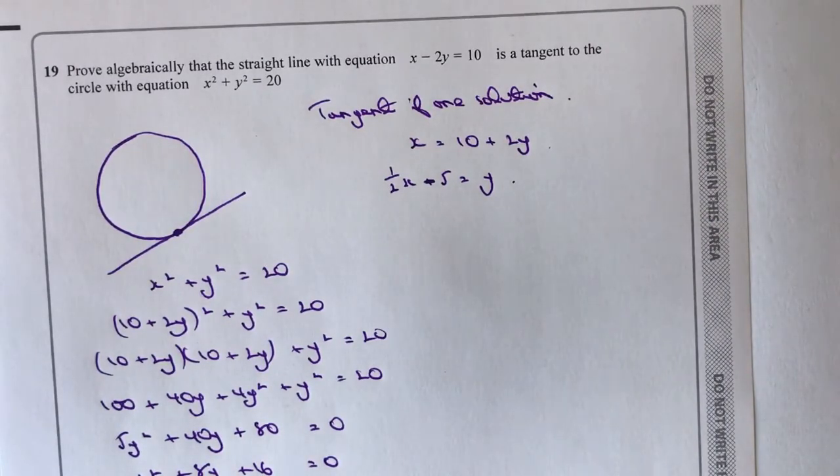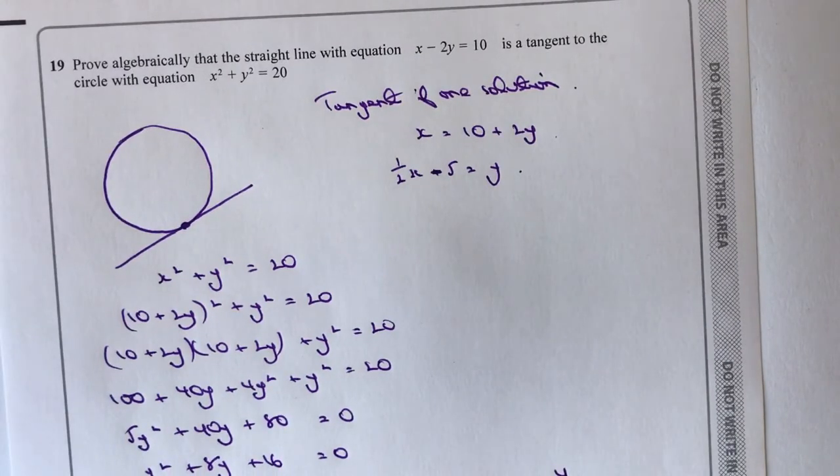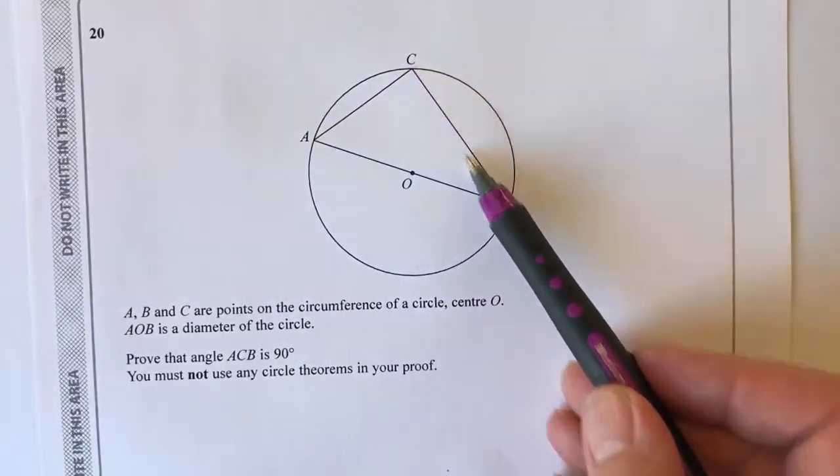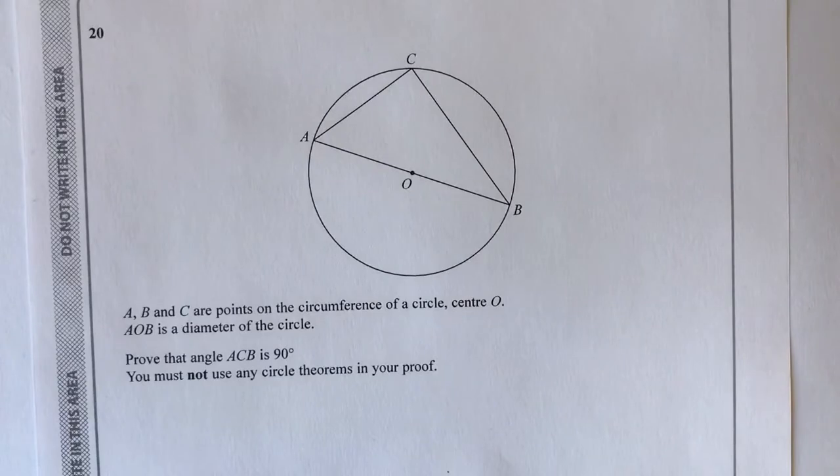We're about 10 minutes into this video, so I'm going to move on to question number 20. This is a proof question, but it comes up fairly frequently, so it is worthwhile getting to grips with this particular proof. We're going to prove that angle ACB is actually 90 degrees, and it says you must not use any circle theorems in your proof.